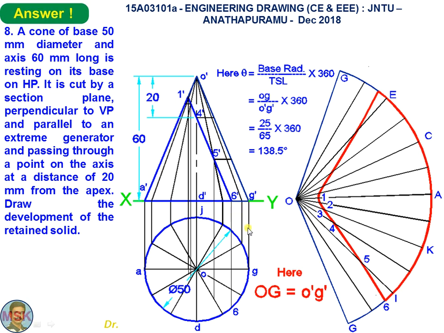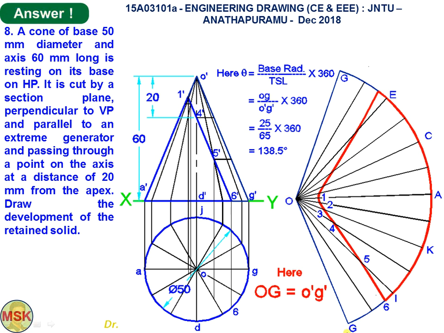Now obtain the section points both in front view and top view. But in this particular case, try to mark the section points only which cut the base. That's point number 6 alone. Because you are not asked to complete the sectional top view, you are asked only to draw the development of it.